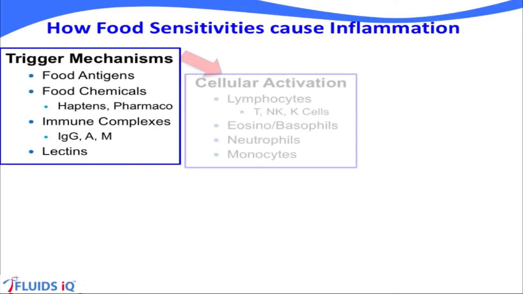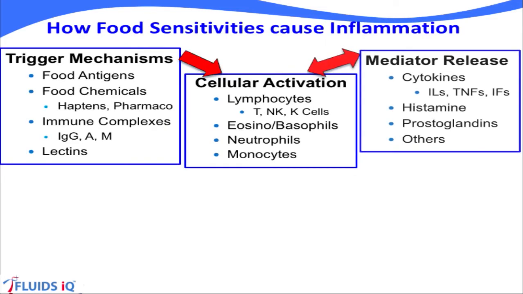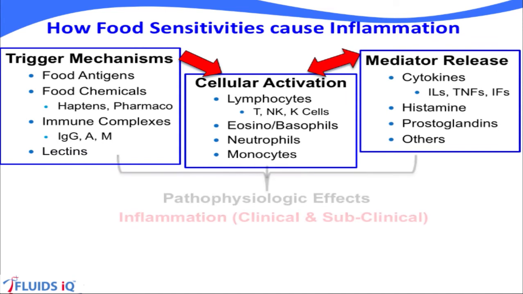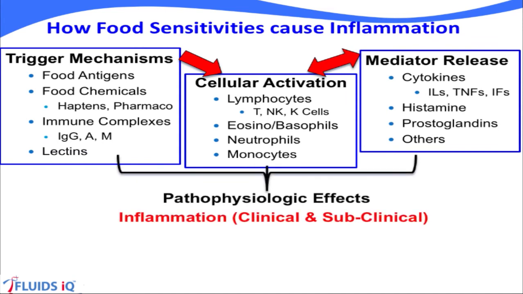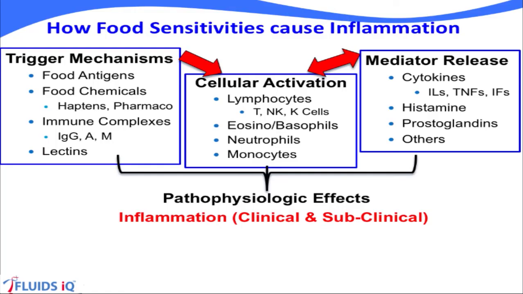So how do food sensitivities cause inflammation? Well, we do know that there are triggering mechanisms. They are necessary. It's got to be food antigens, chemicals like haptens, various pharmacological products, immune complexes, either IgG, A, M, and the lectins. When you do that, you get a cellular activation, and the cellular activation are all the lymphocytic cells, the eosins or basophils, neutrophils, monocytes. All of those can be activated, which then leads to mediator release.